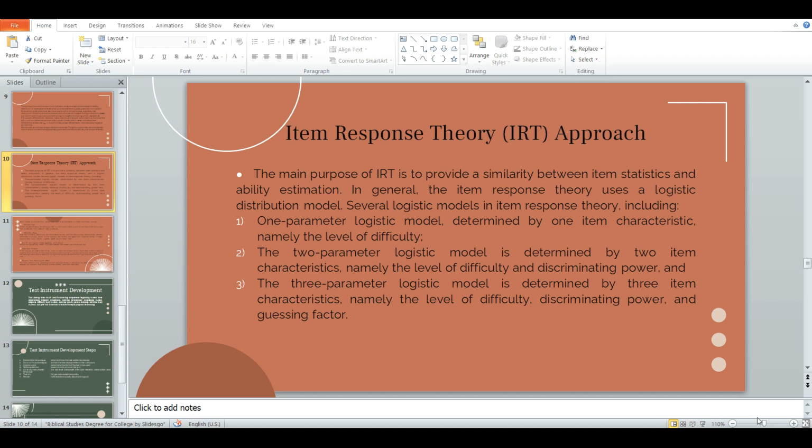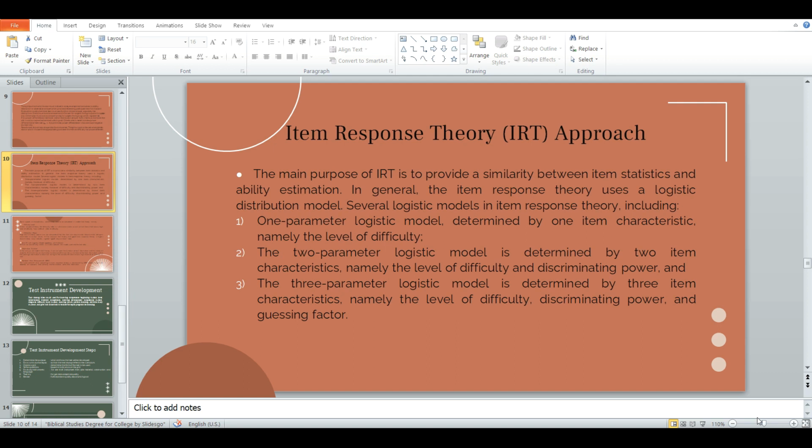Item response theory approach. The main purpose of IRT is to provide a similarity between item statistic and ability estimation. In general, the item response theory uses a logistic distribution model.